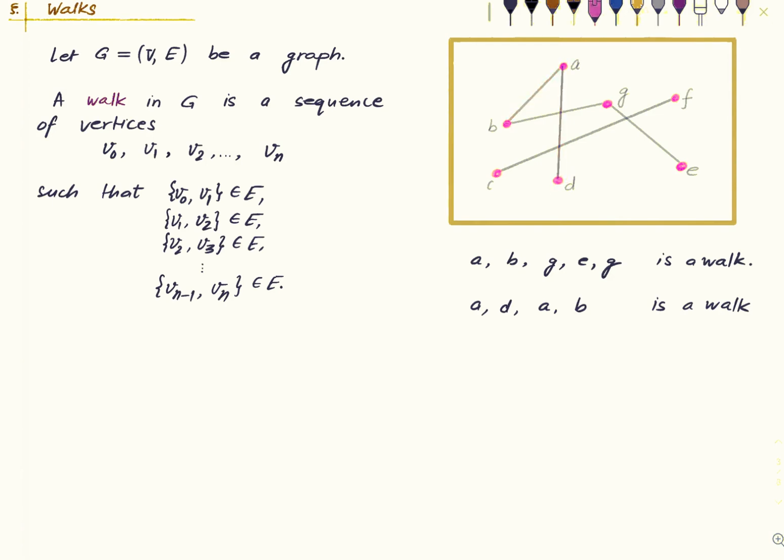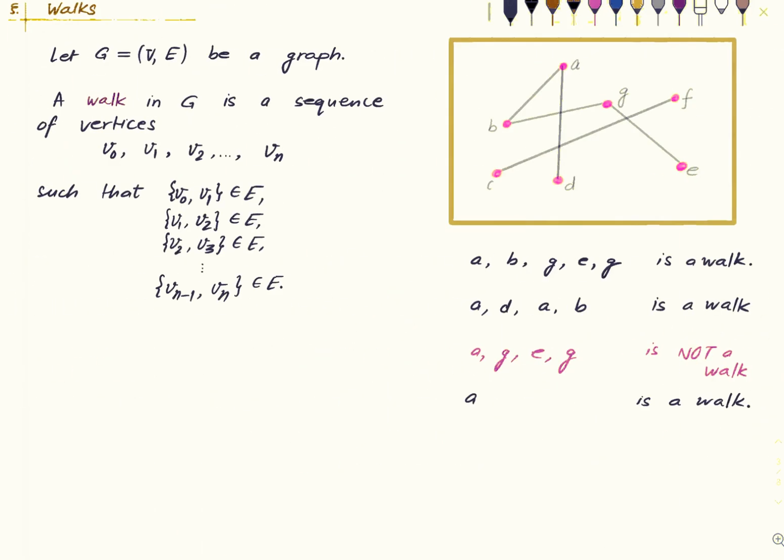Following is not a walk. A, G, A, G is not a walk, because you start with A, but then you cannot go to G in one step. A is not connected to G. So this is not a walk. And finally, to drive the point home, the single vertex is also a walk. It's a walk of length 0. Right? So it's a very, very simple notion, walks. And now let's move on.